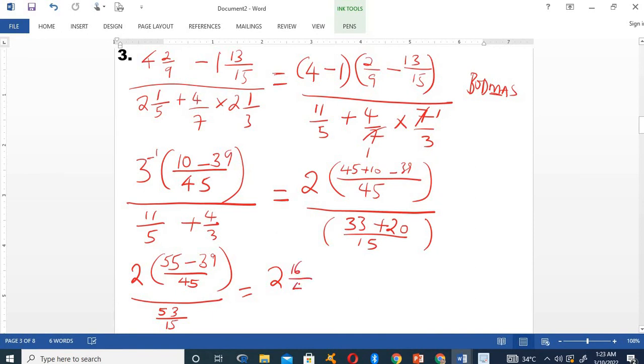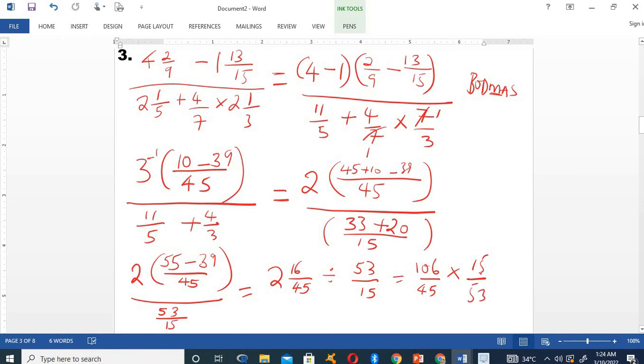So I would like to use the sign of division. So to avoid confusion, I have 53 over 15. So I also want to change this to improper. That's 45 times 2, 90 plus 16, and that gives me 106. Okay, over 45. So I change this to multiplication, which is times. In fact, this I have 15 over 53.